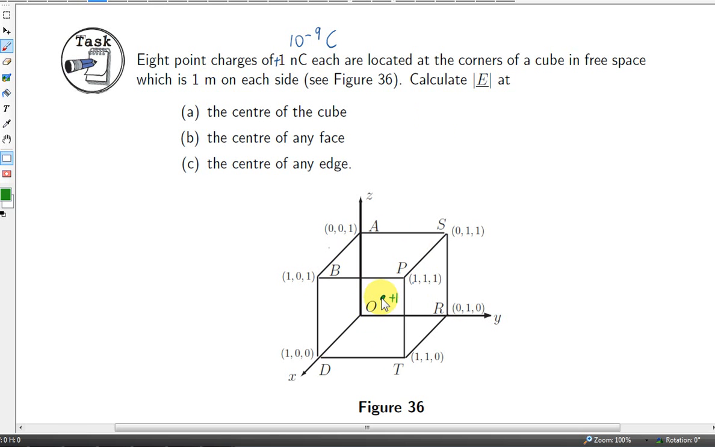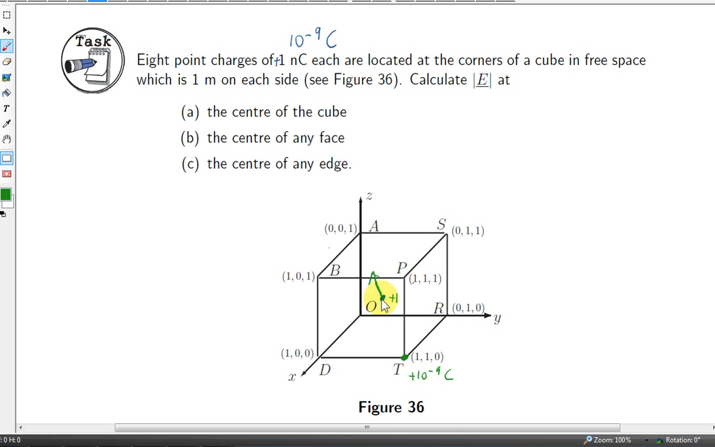Let's consider the force on this charge due to the charge at T. Now the charge at T is a positive charge. It's 10 to the minus 9 coulombs. So this charge will feel a repulsive force in this direction. As a matter of fact, along the diagonal joining T to A. So if this charge is free to move, it would move towards A.